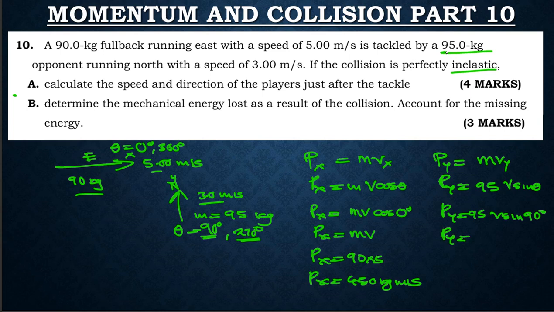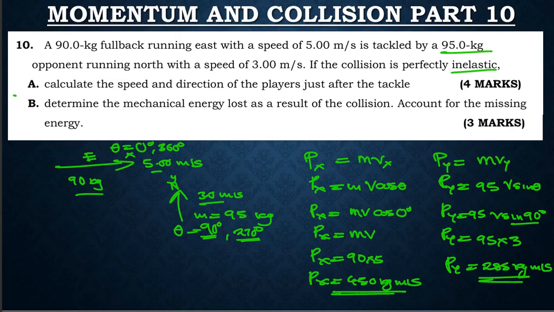So our py, because this is 1, we are going to remain with 95 times v, which is 3. Okay, so our y component is going to be equal to 285 kg meters per second. Okay, so now to solve, take note px 450, py 285.